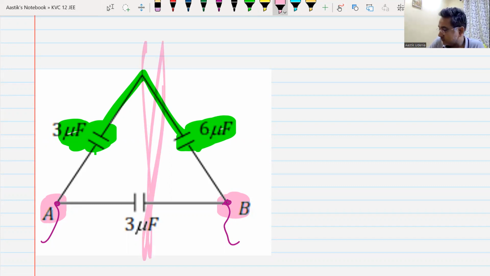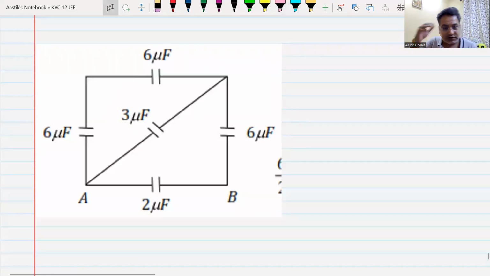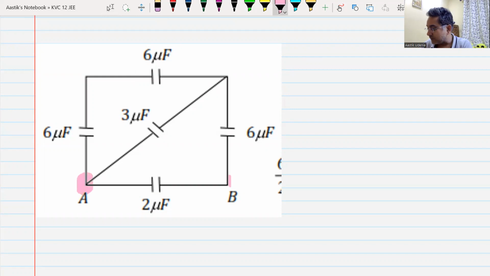Now, all these questions are of a similar structure, and if you understand that structure, you would be able to solve a lot of questions on this. This is point A, this is point B. Do we understand this, sir? I call it the series parallel, sir.